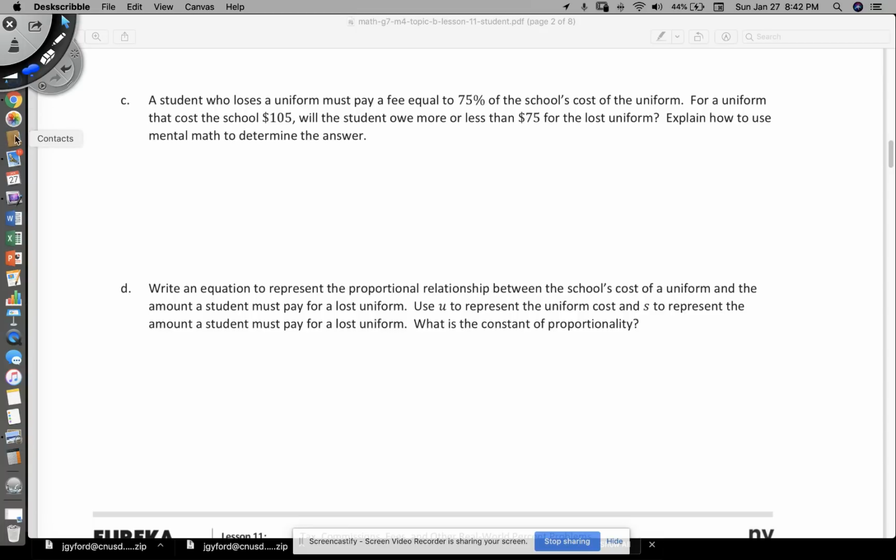A student who loses a uniform must pay a fee of 75% of the actual cost of the uniform. For a uniform that costs $105, will the student owe more or less than $75? All right, so each uniform, as we found out above, and they told us again here, was $105. They have to pay 75% of that. So we're going to multiply that by 0.75. And when you multiply that out, you get the total of $78.75. So for a lost uniform, a student must pay $78.75.